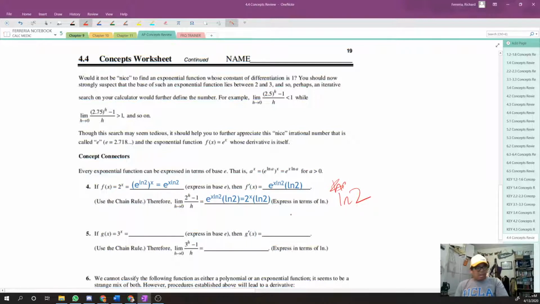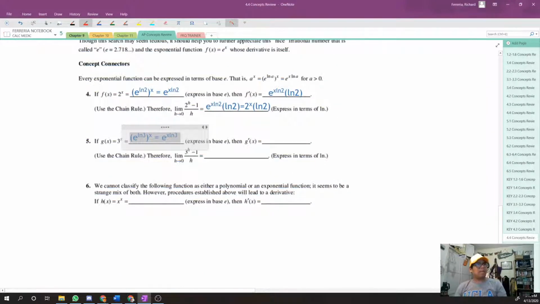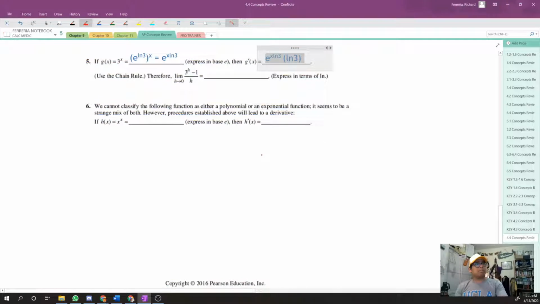Okay? We're going to do the same thing for question 5, but now our base is 3. So 3 to the x, of course, that's the same thing as e to the log 3 times x, or e to the x log 3. Take the derivative, and you'll find something very similar. That's e to the x log 3 multiplied by the natural log of 3. Therefore, this limit right here, and I'm pretty sure I wrote it wrong again, that limit should just be equal to the natural log of 3.